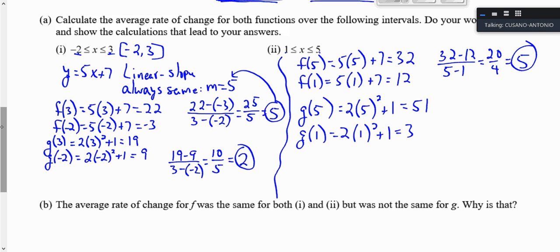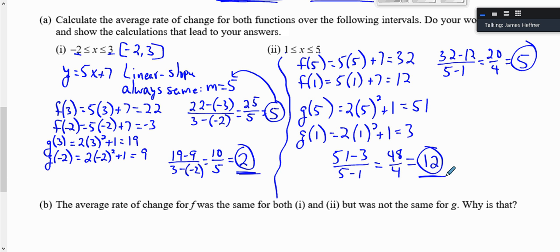51 minus 3, divided by 5 minus 1. So that's what? 48, right? 48 divided by 4, which becomes 12. So you see with that quadratic, over different intervals, we have different rates of change. So for a quadratic, the rate of change is always changing.